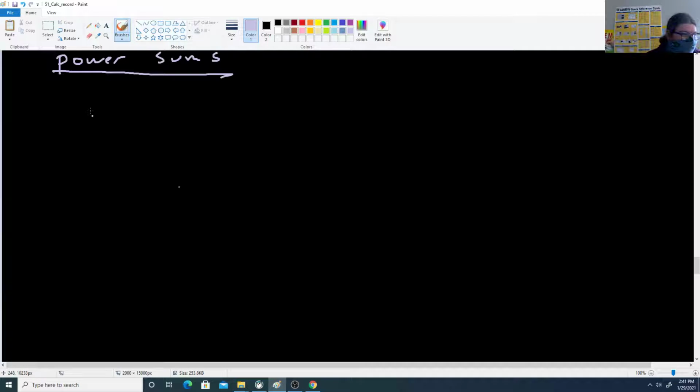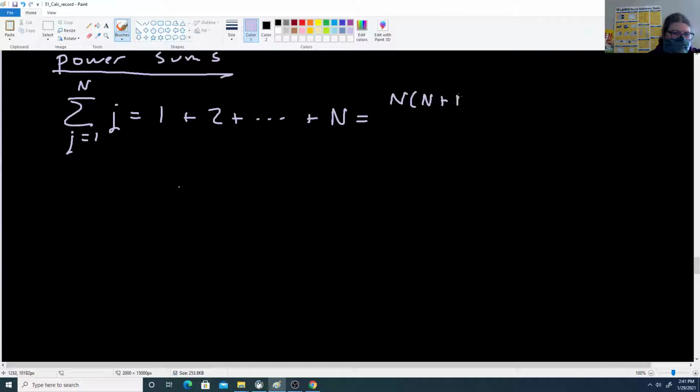So we're going to cover power sums, which are the sum of j equals 1 up to n of just j itself. This will give us 1 plus 2 plus so forth and so on, all the way up to n. This can also be written as the formula n times n plus 1 over 2. Whenever we did this in class, I didn't write down the second formula, but we're going to put it down here: n squared over 2 plus n over 2. This is another version of that formula.